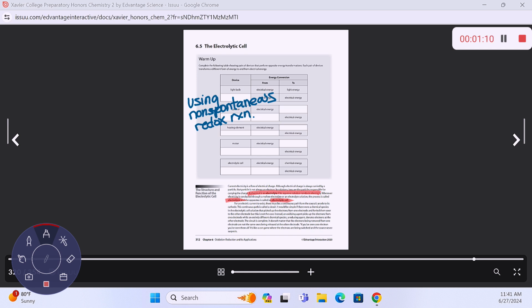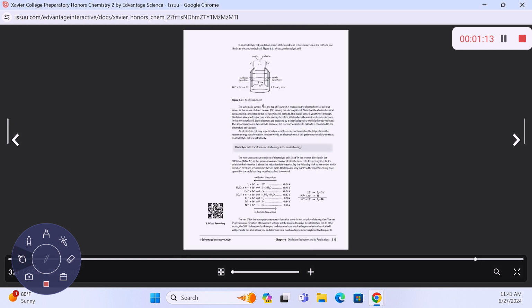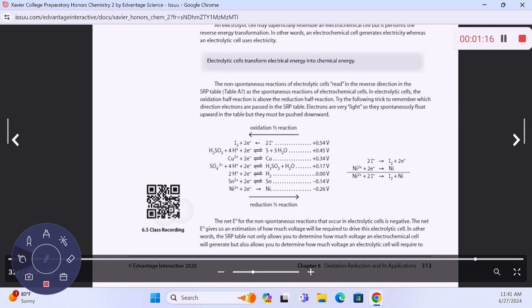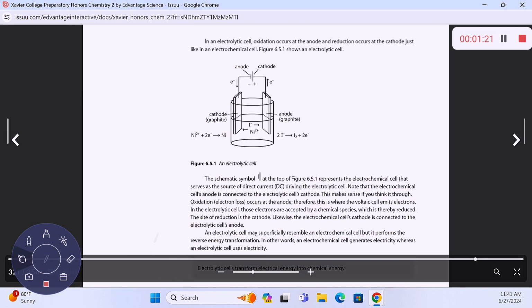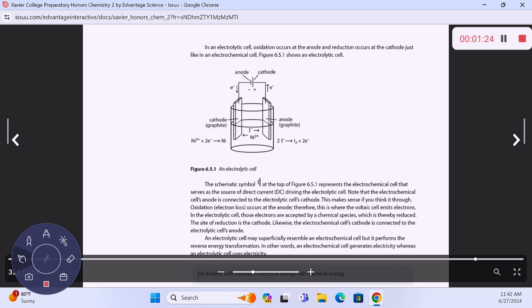And here, the oxidation half reaction, where is it on here? The oxidation half reaction will be at the top of the SRP table. So the one that loses electrons is at the top, the one that gains electrons is at the bottom. And then here you're going to notice that we are in one compartment. So oxidation still occurs at the anode in electrolytic cells, and reduction occurs at the cathode. But the only difference is that, do you see how I don't have two separate compartments? Everything is in one. Okay.